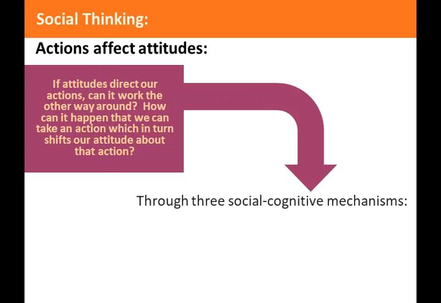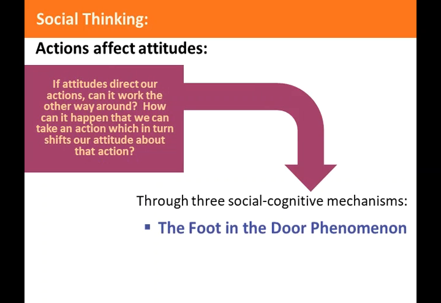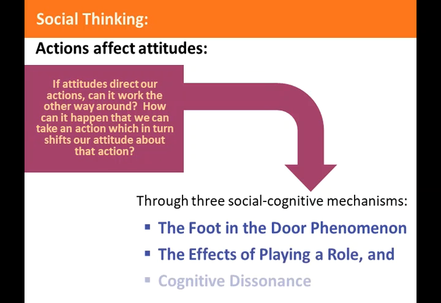Here are some of the examples. Through three social cognitive mechanisms: the foot in the door phenomenon, the effects of role playing or playing a role, and this thing we'll refer to as cognitive dissonance. All these have a large role in having the ability to have our behavior influence our attitudes. And we'll pick up on that when we come back.